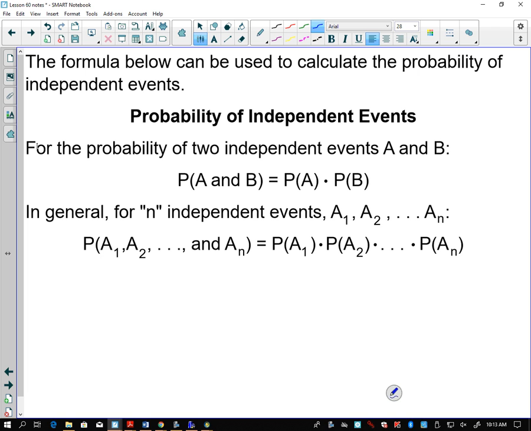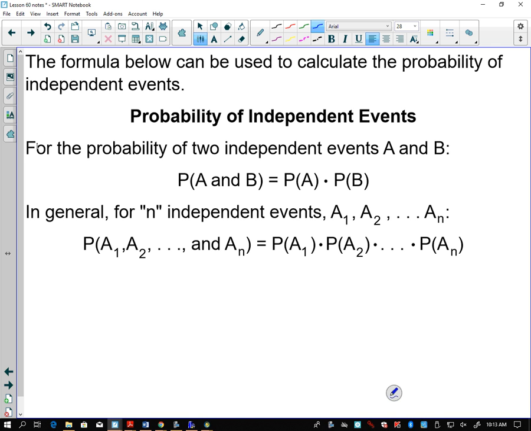Okay, independent events. All right, those are different. Independent is different from mutually exclusive. Independent events are where we talk about replacing a card in a deck. Okay, those are independent events. The formula below can be used to calculate the probability of independent events.